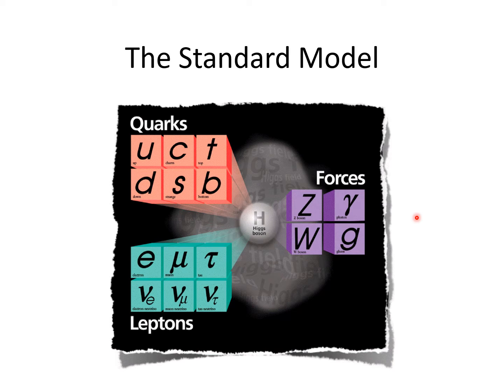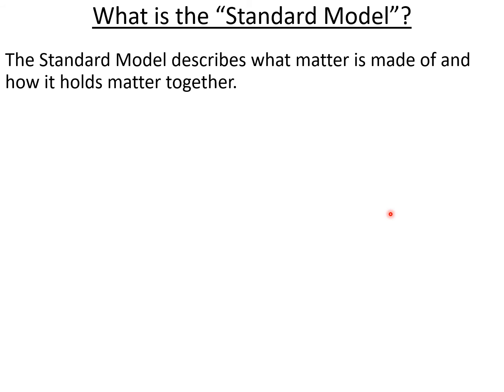So first of all, here's a wee graphic of what the standard model looks like. It involves something called forces, quarks, and leptons, and you're going to learn about what all of these things are over the next couple of lessons. So first of all, what is the standard model? Well, the standard model is a model or an idea of what matter is made up of and how it's all held together.